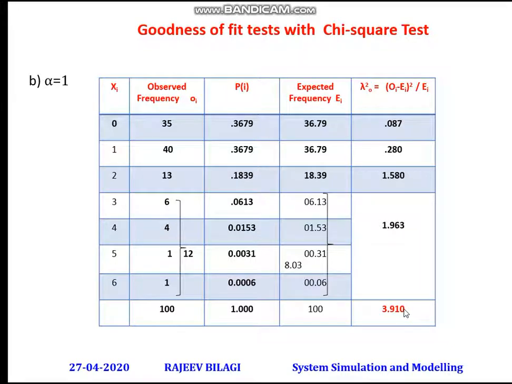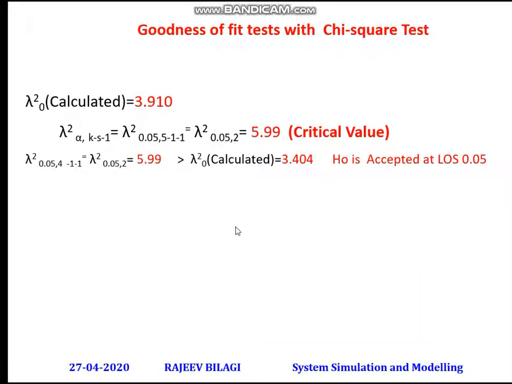So now the chi-square is 3.910. 1, 2, 3, it is 4. Now the value of k minus s minus 1, that is 4 minus 1 minus 1, so that is 2, and the critical value is 5.99. So now at alpha, the critical value is 5.99, and the calculated value is 3.404. So H naught is accepted at this level. So this is how you are going to apply the chi-square test for the Poisson distribution.